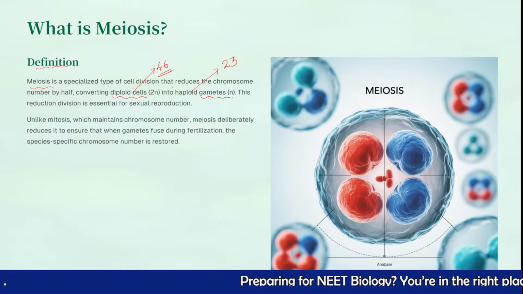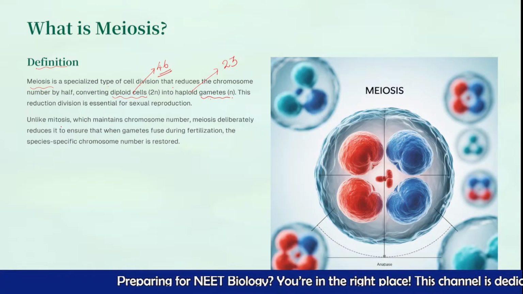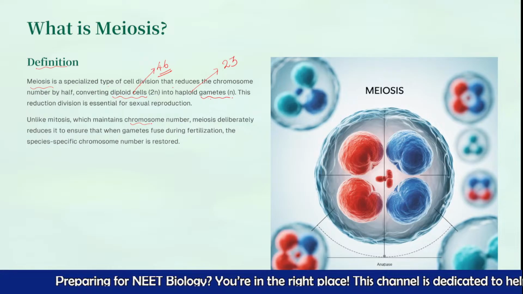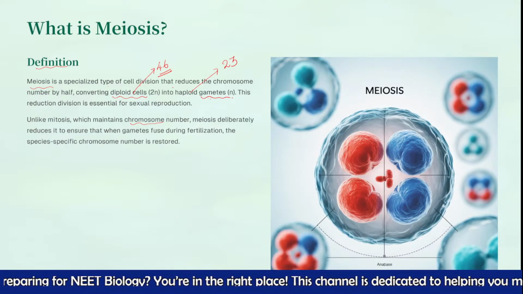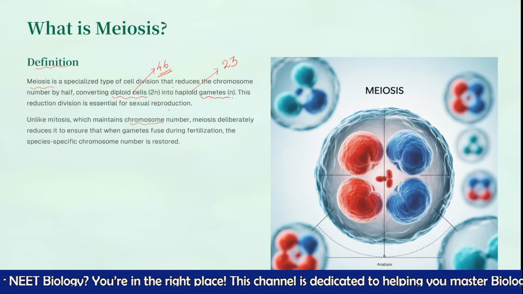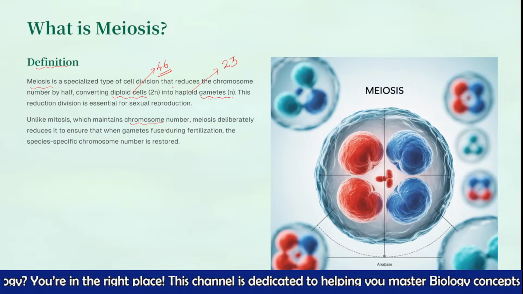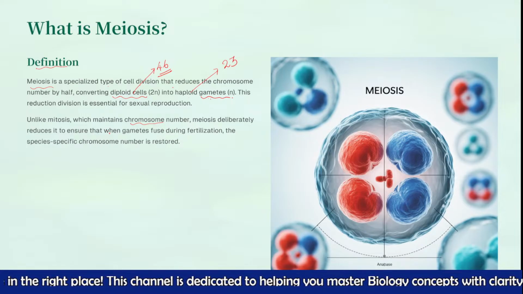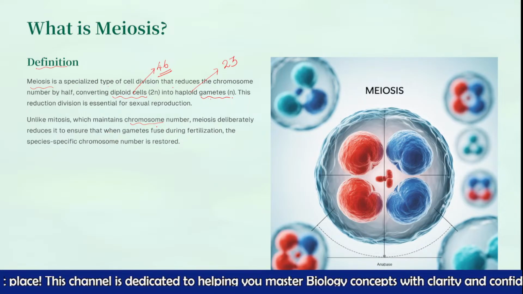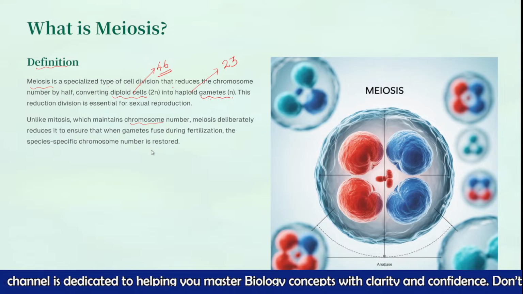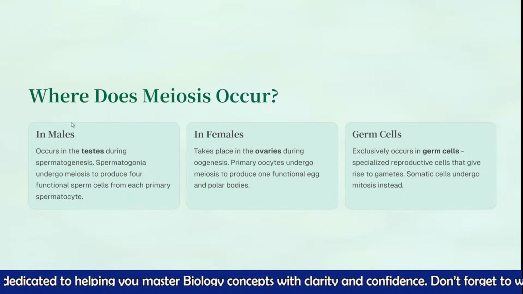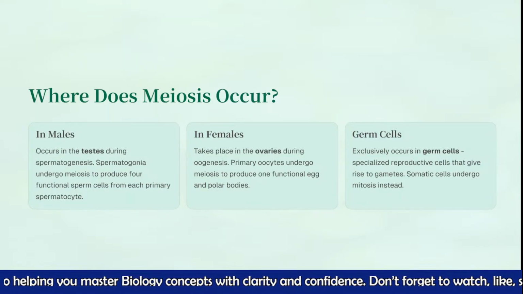So unlike mitosis, we know in the previous session we discussed mitosis, they maintain the same number of chromosomes. That's why mitosis is called an equational division, right? But here the number of chromosomes is reduced to half. So it is called a reduction division. That is one difference between mitosis and meiosis.